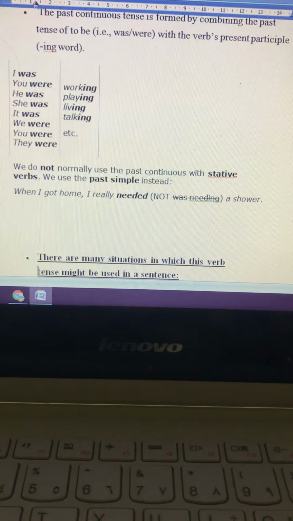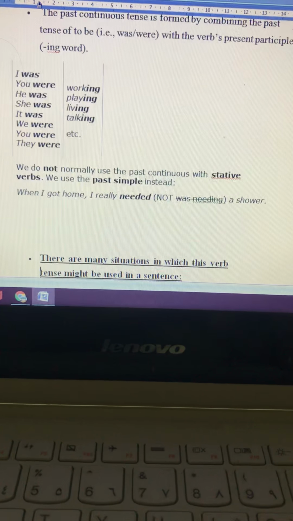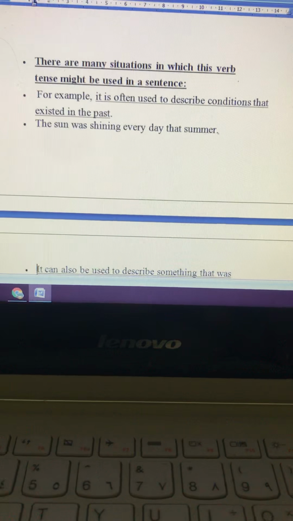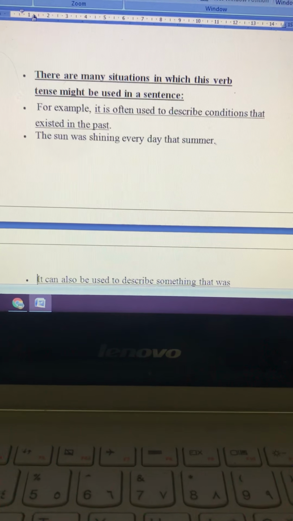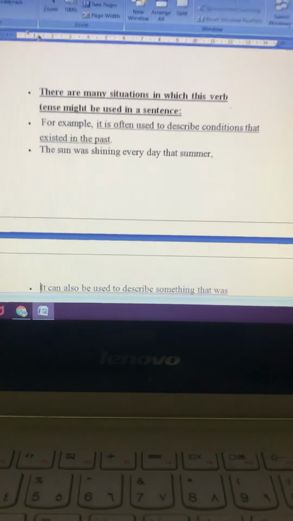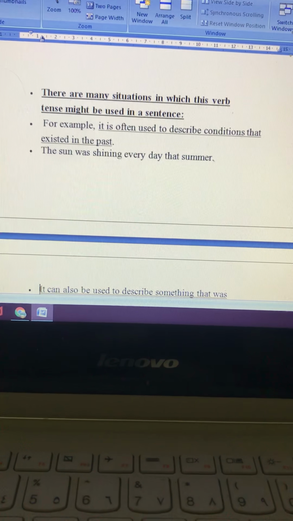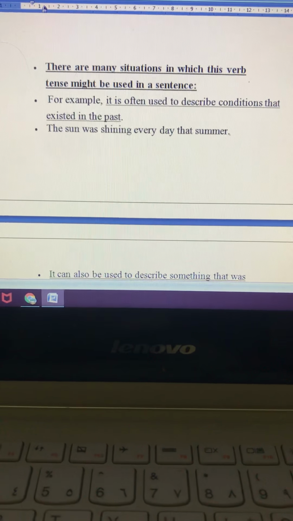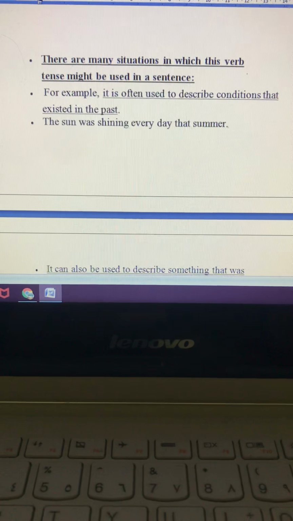So a quick revision for the stative and dynamic verb will be very helpful. There are many situations in which this verb tense might be used in a sentence. For example, it's often used to describe conditions that existed in the past, as we said before. The sun was shining every day that summer.